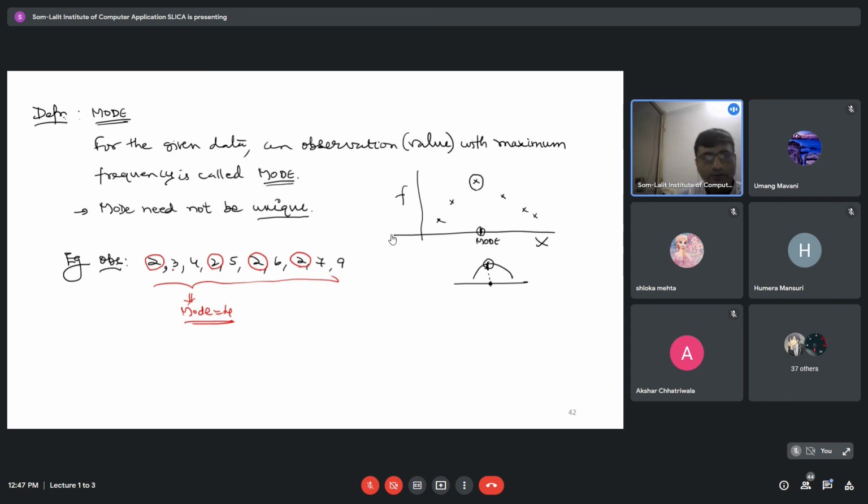What's the frequency of observation 2? It is 4. What's the frequency of 3? 1. What's the frequency of 4? 1 again. 5, 1 here. If I write one more observation here, for example 7, then the frequency of 7 is 2 and the frequency of 9 is 1. So the mode is this.